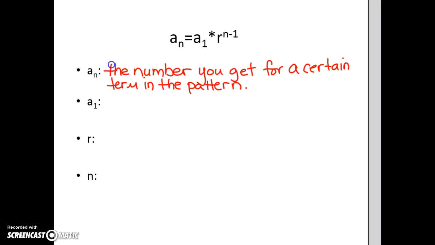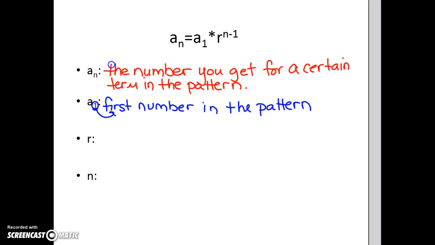A subscript 1 is the very first number in the pattern. This 1 right here connects with that word first. It is the very first number in the pattern.